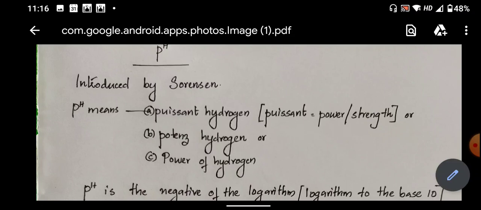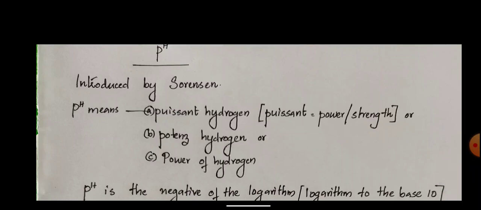The term pH is introduced by a scientist named Sorensen, and the pH means percent hydrogen, potence hydrogen or power of hydrogen. The P in the pH means percent hydrogen, potence hydrogen or power of hydrogen. The percent means power or strength. Hope you all know what is pH and how it is written.